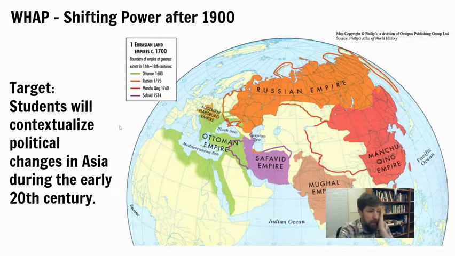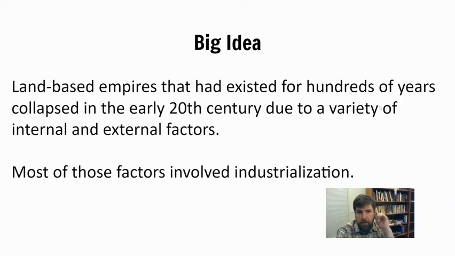So the big idea for today is that we have these land-based empires that have existed for a really long time, hundreds of years, all of them. And in the early 20th century, all three of them collapsed due to a variety of internal and external factors. So we're talking about the end of an empire. What are the kinds of internal factors that cause an empire to fall? What are the kinds of external factors that cause an empire to fall? And in this particular case, in the early 20th century, most of these factors are going to involve industrialization.